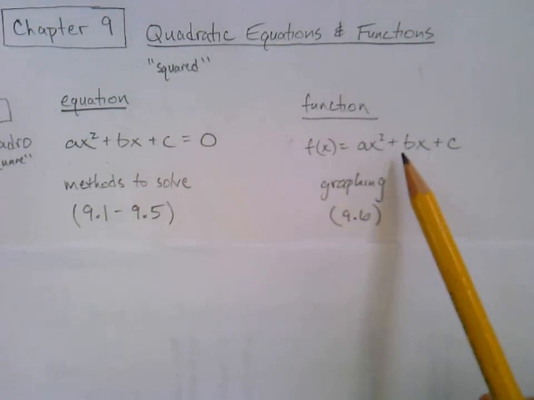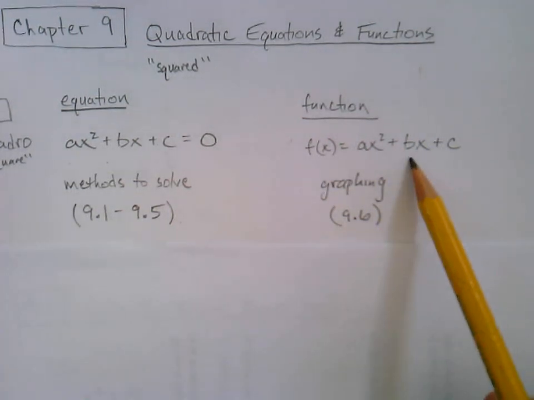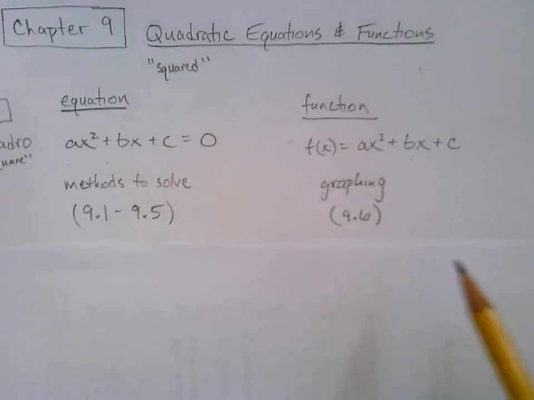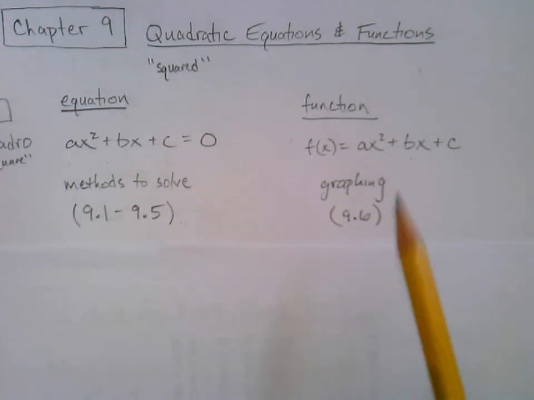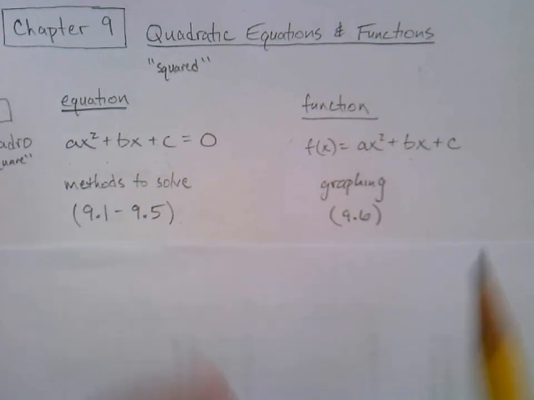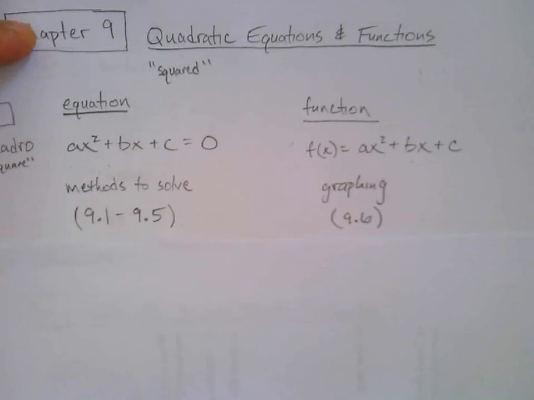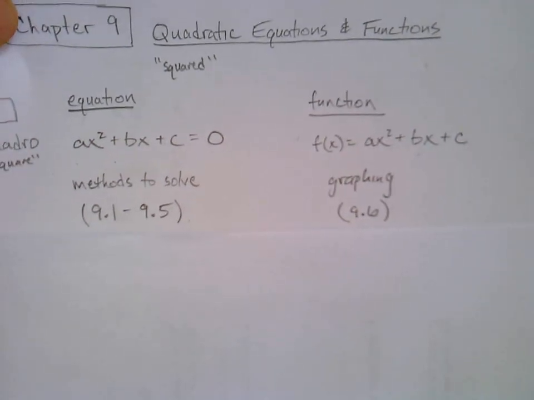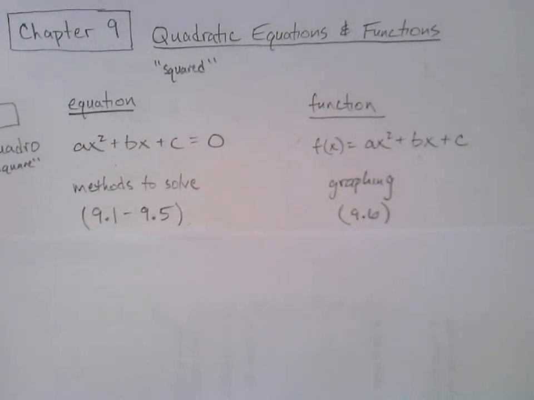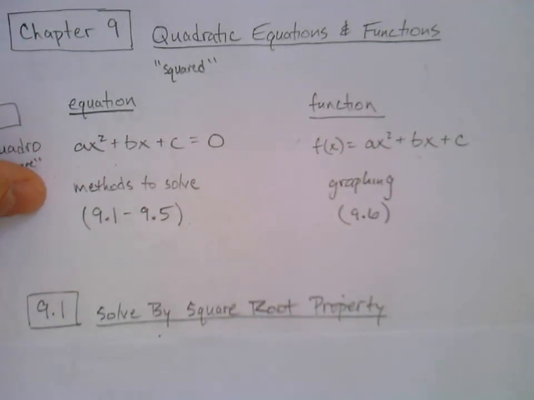The function, we're going to learn how to graph these sorts of functions and what the basic shape of the graph is, and how the different values of a, b, and c can change the shape of that graph a little bit. We just spend the one section on that. It'll be 9.6, and that will be chapter 9. Fairly short, just 6 sections. Okay, so let's get into 9.1.